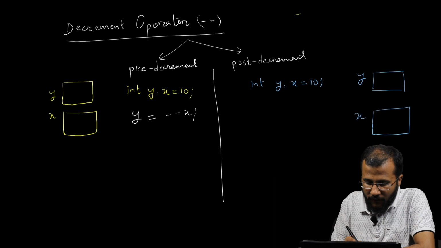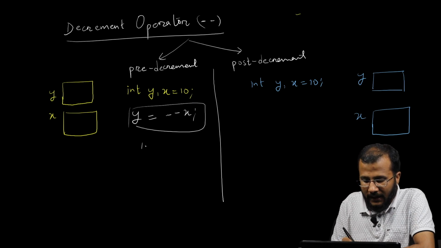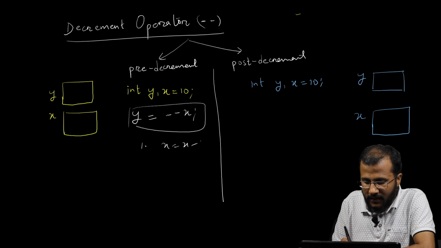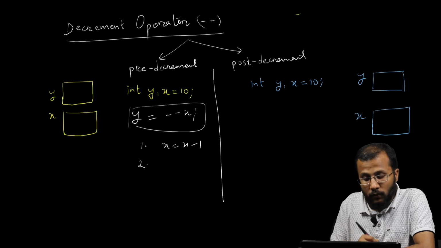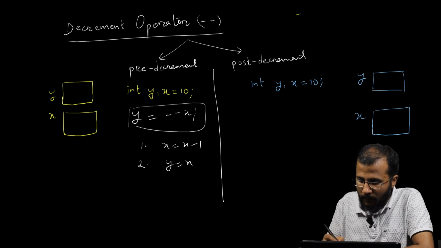Okay, so if I have to simplify this, there are two steps involved here. First, you have to do the decrement, so x equals x minus 1 is done first, and step number 2, you do the assignment, that is y equals x is done in the next step, right? Similarly, let's write here post decrement, it will be y equals x minus minus, so minus minus will come after the variable x.